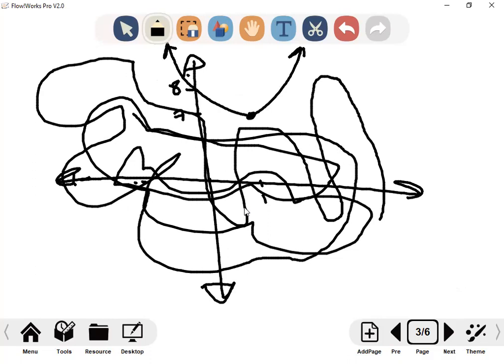is a solution for the inequality. 0, 0 turned out to be a solution, right? Any point here is not a solution. Got it?